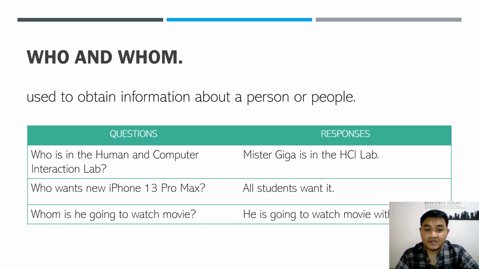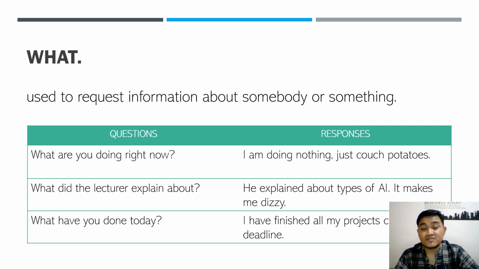For example, here I have three questions. Who wants the new iPhone 13 Pro Max, for example? So we cannot say only yes or no here, because I used the question word who. So the answer might be, all students want it, for example. The second one is what. What is used to request information about somebody or something.